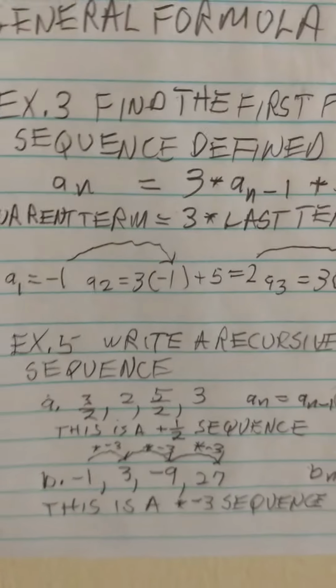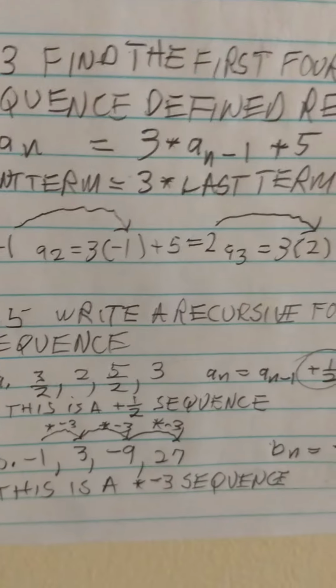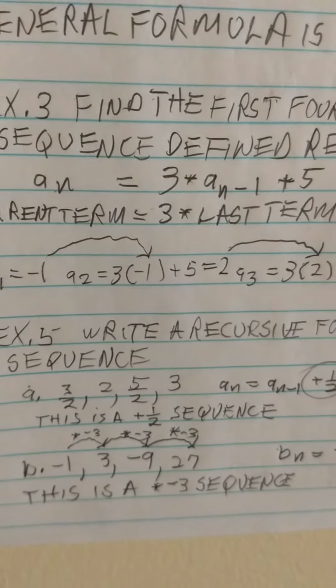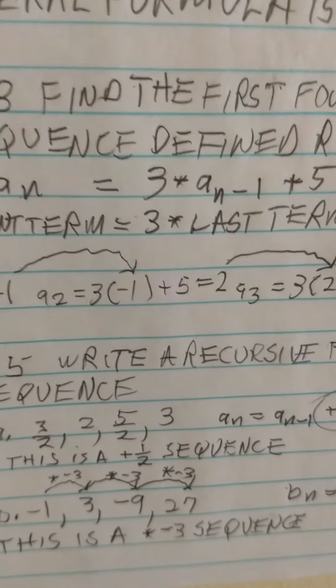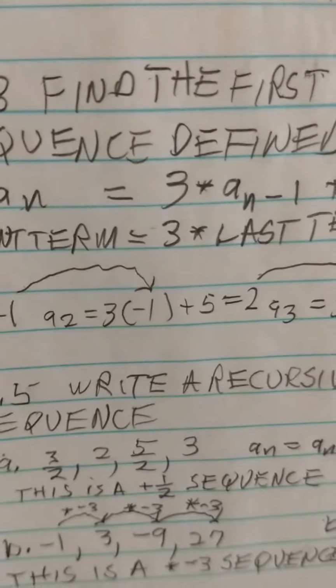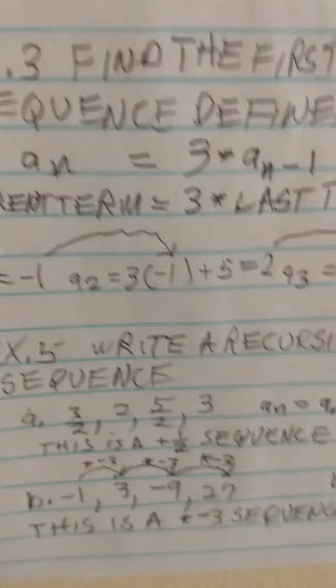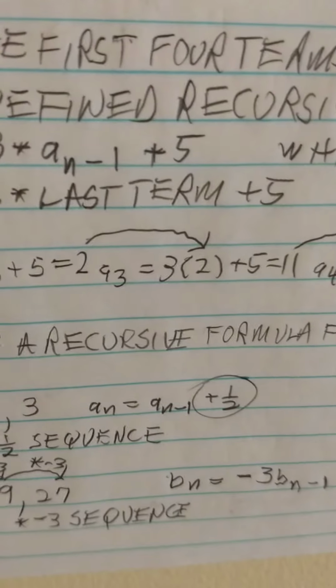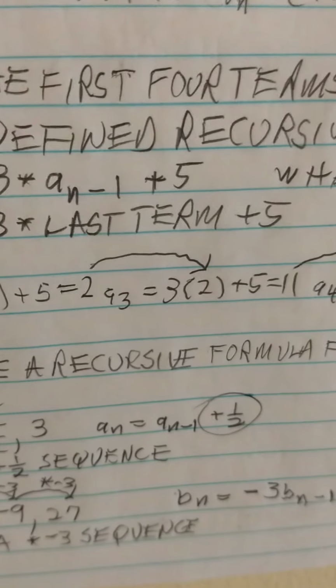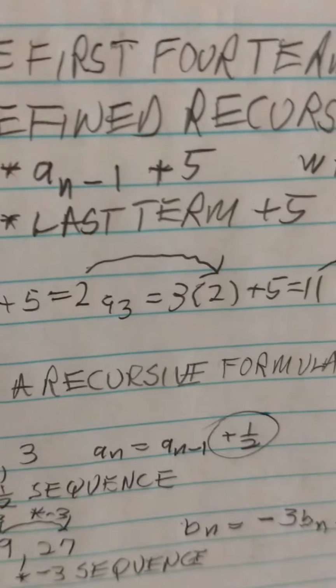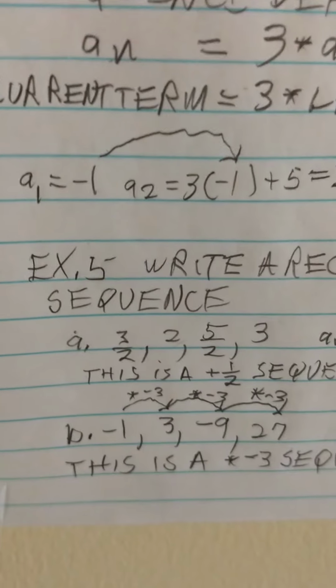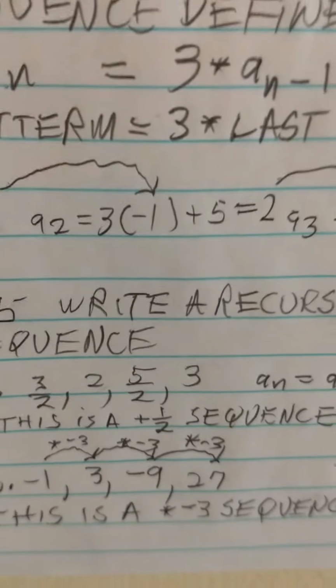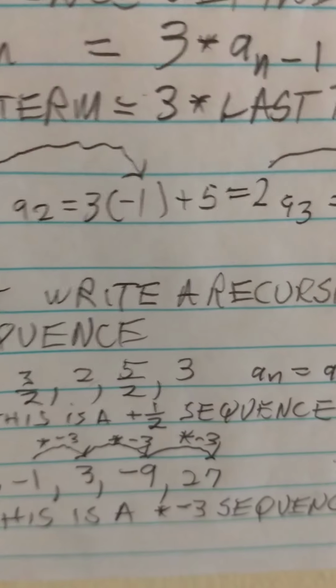Now, for example 5, let's write a recursive formula for each sequence. 3 halves, 2, 5 halves, 3. Now, if you look at that, you can see this is a plus 1 half sequence, because all we're doing is adding plus 1 half to each term. Okay? So we could call it a sub n, the general term, is a sub n minus 1, the last term, plus a half.